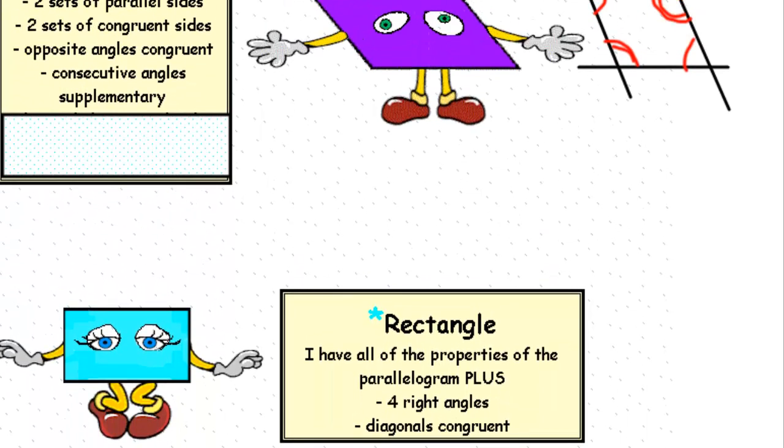The rectangle has all of these properties, everything up here, and it also has 4 right angles, and the diagonals are congruent. A diagonal is this, sorry Miss Rectangle, Rita Rectangle, I'm drawing across her face. But the diagonals are congruent, okay?